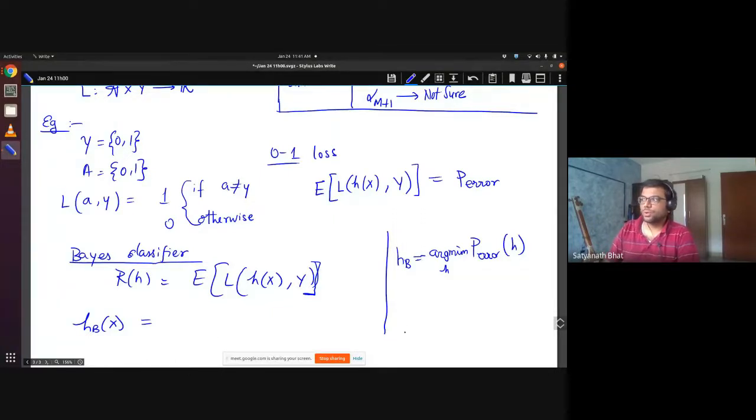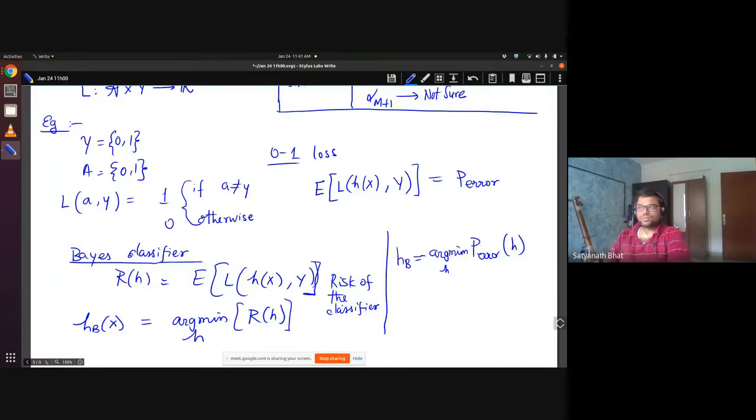So in the same way, what do you think we should do? At least notationally, it is very obvious. You just say argmin of R of h. You try to find that h which minimizes the risk. So this is called the risk of the classifier. The expected loss is called the risk of the classifier. These are just names given in statistical learning theory. It will come again and again, so you better get comfortable with these names.